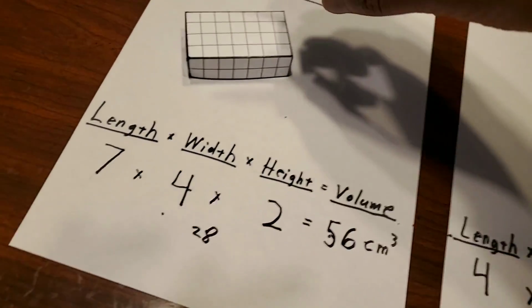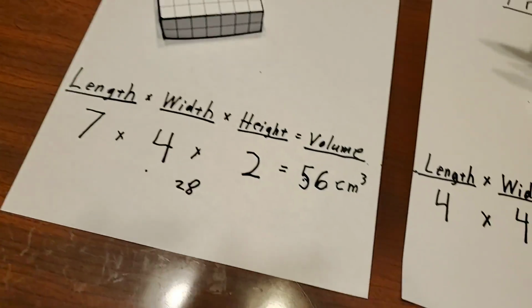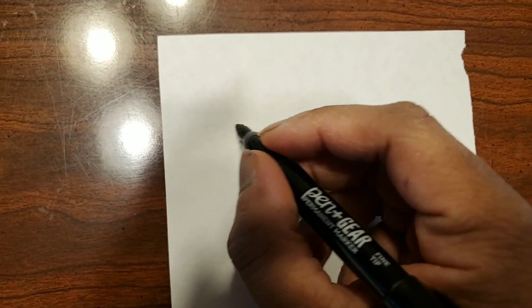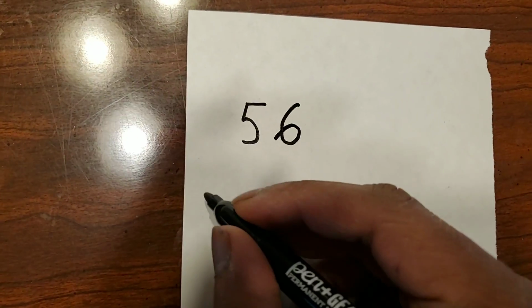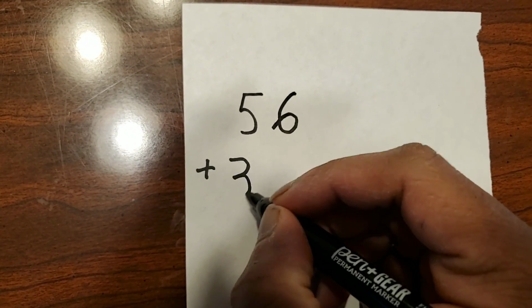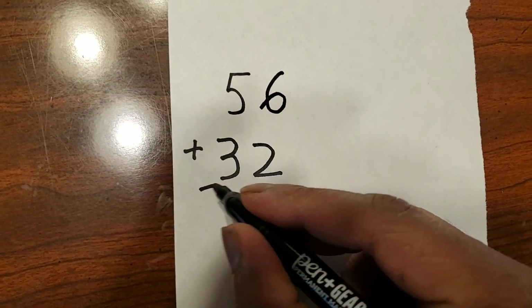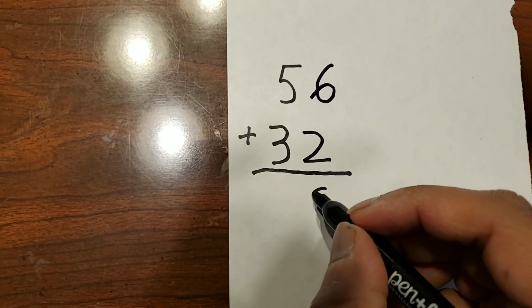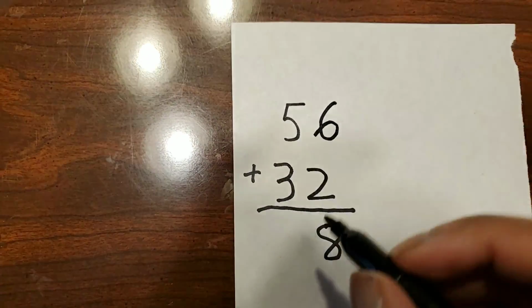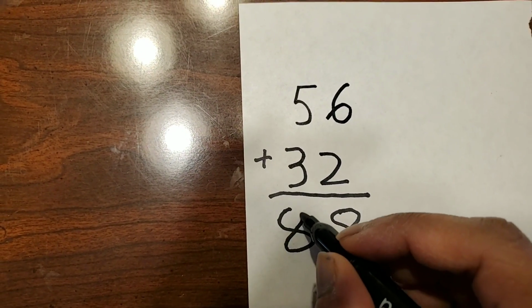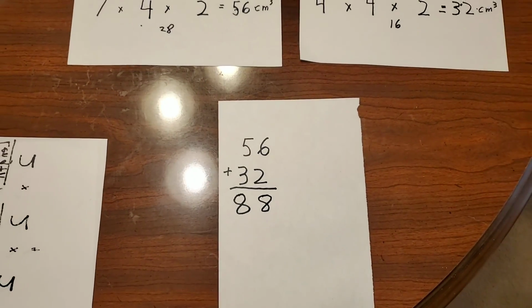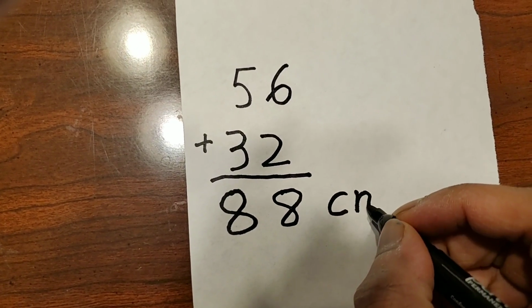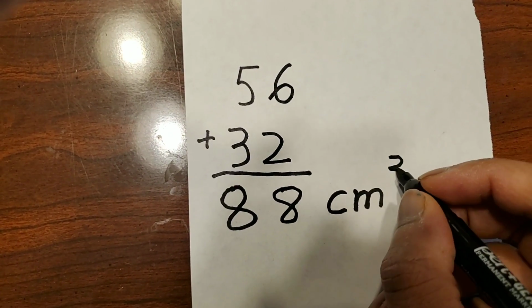So since we're adding these two back together after we find the volume, we are going to add 56 cubic centimeters with 32 cubic centimeters. So let's write that down. 56 plus 32. 6 plus 2 equals 8. 5 plus 3 equals 8. 88. 88 what? 88 cubic centimeters.